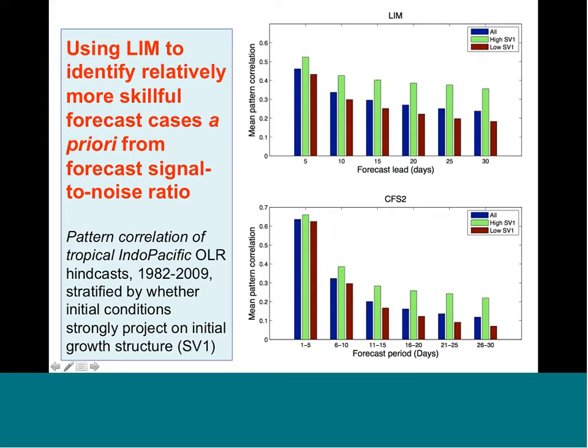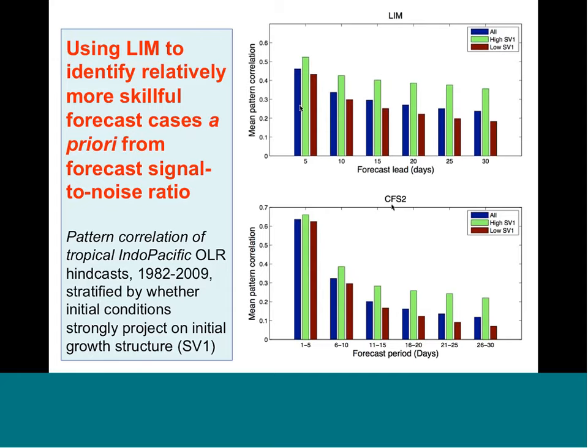The blue bars indicate the average of all the forecasts, or hindcasts in this case, cross-validated hindcasts for the LIM, for forecast leads of 5, 10, 15, 20, 25, and 30 days. You can see the skill going down as you'd expect with increasing lead. Similarly on the bottom I'm showing the same thing in blue for the CFS2. At early leads the CFS2 has much higher skill, and then as the lead gets longer the LIM has higher skill.